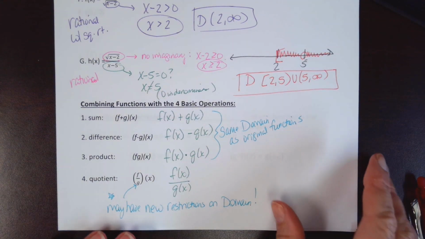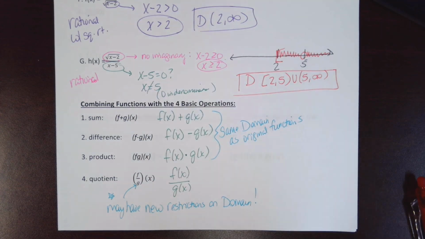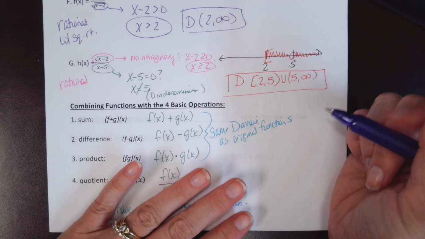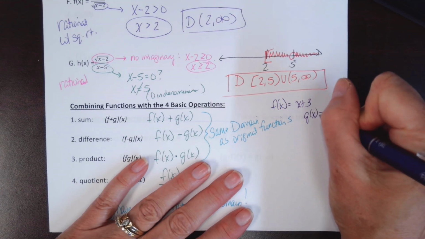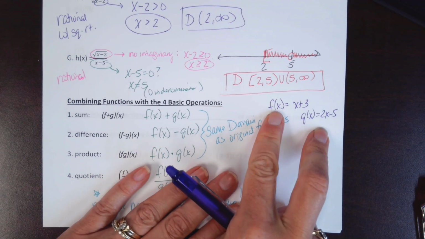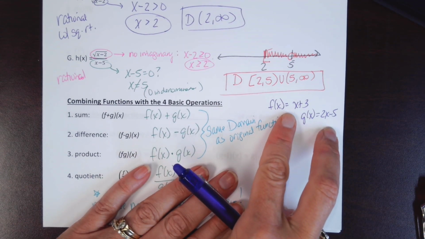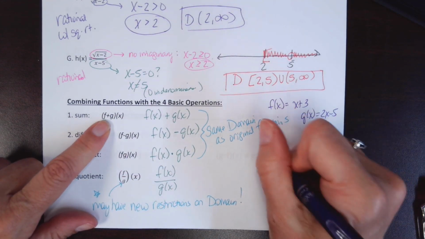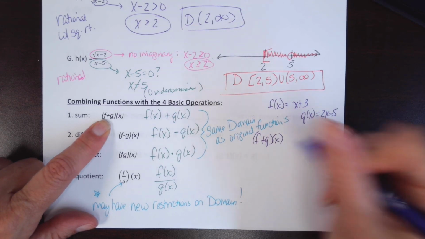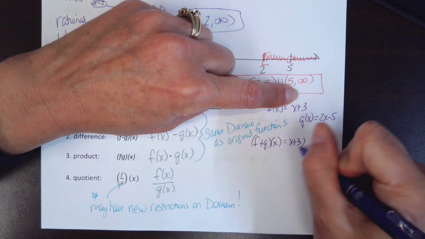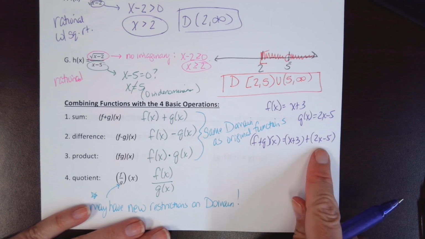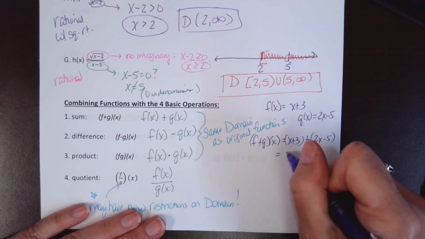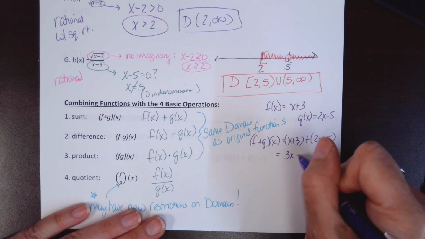All right, let's start with some really basic functions. Just for an example, if I say f of x is x plus 3, g of x is 2x minus 5, these are both linear functions, they're lines. My domain for linear functions is all real numbers. So if I'm going to do a sum, if I'm going to do f plus g of x, that literally means I take f of x, x plus 3, and I add g of x, 2x minus 5. So I'm going to add those like terms. X and 2x is 3x, 3 minus 5 is a negative 2.